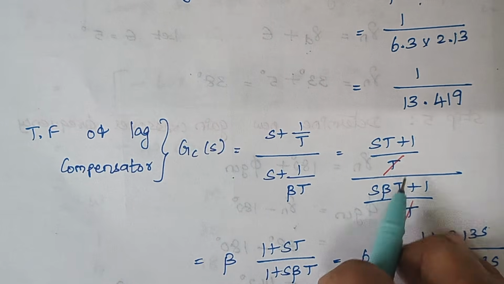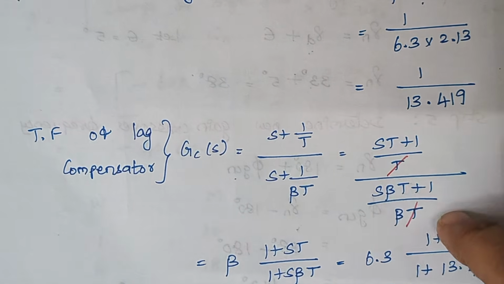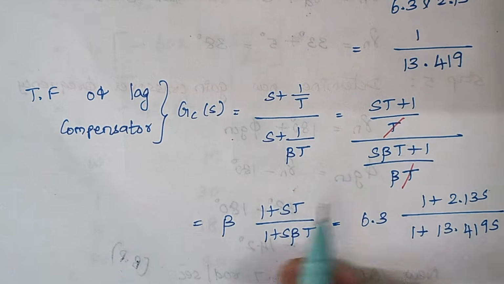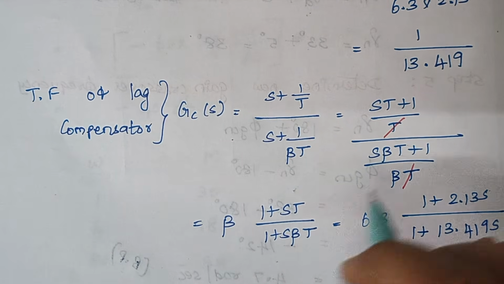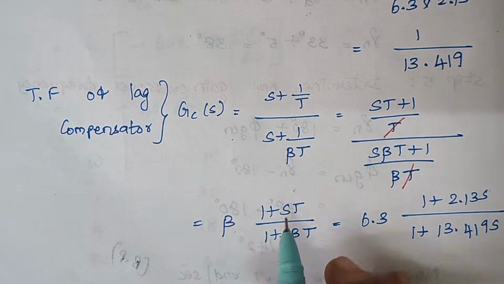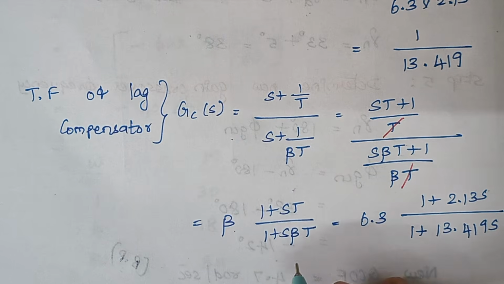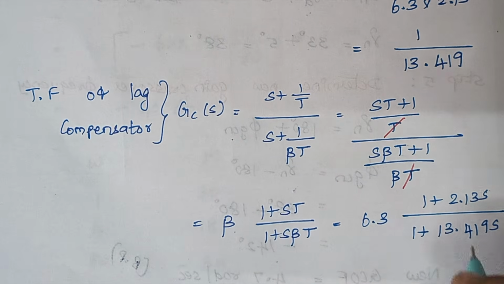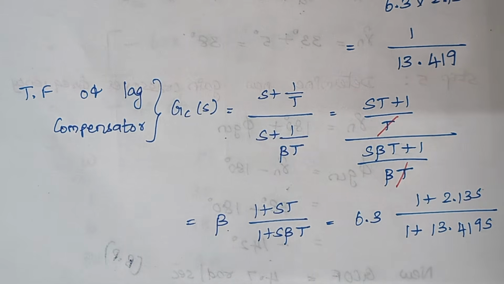Just take the LCM. When you take the LCM and rearrange, we will have an expression like this, right? Now substitute the values. We know what beta is, we know what T is and what beta times T is. So just substitute it and finally this is our transfer function of the lag compensator, right?